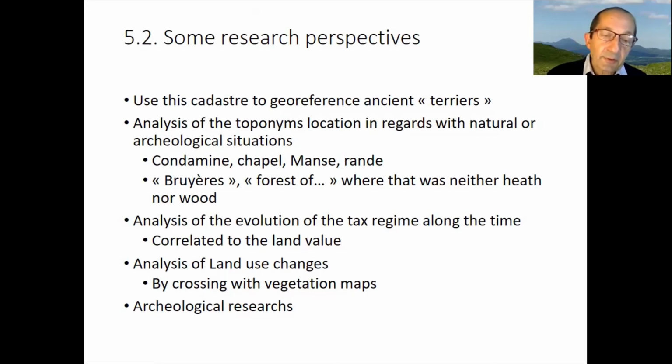And also it's possible to use toponymic names correlated to vegetation, because often there is a disconnection between the name and the land use. For instance, you can have a forest of something, and it's not a forest anymore, or on the opposite, bruyères, fallow lands, that are not fallow lands. So it can give information about how it was several decades before the cadastre was made.